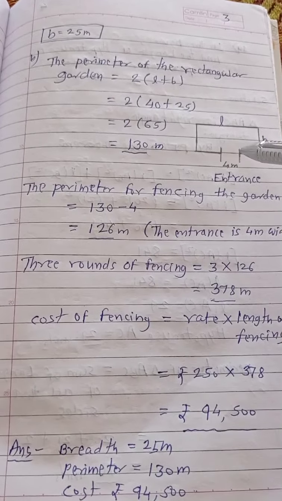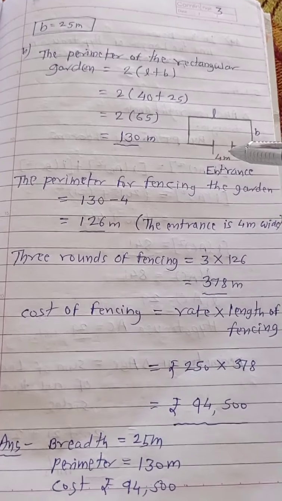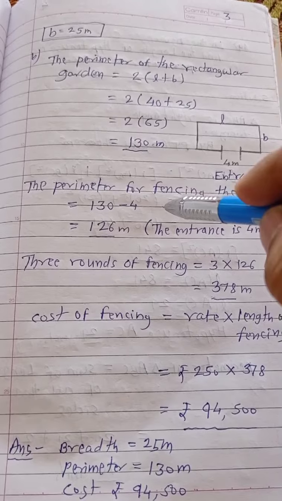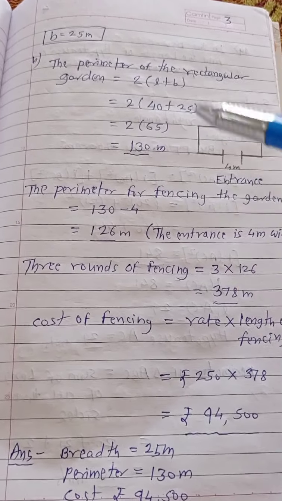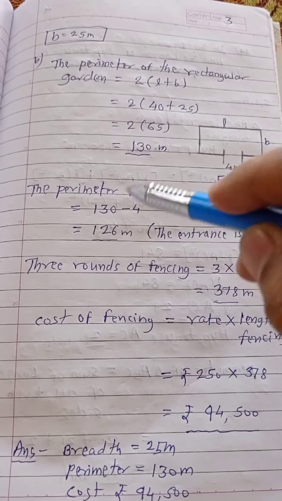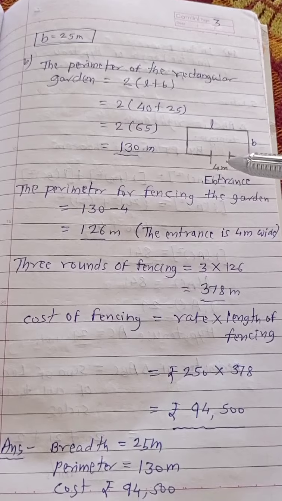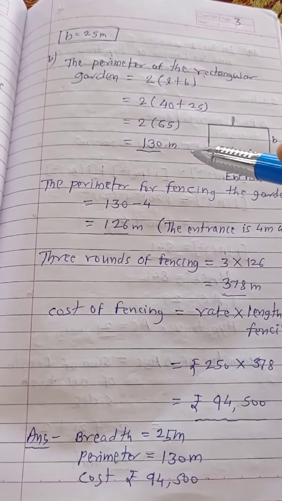Why subtract this 4 meter? Because here it is a gap, for that you don't require wire for fencing. Therefore from the total perimeter 130 minus 4 you do, we will get 126 meter. That much wire will be required for one round. 126 meter wire will be required for one round, because the entrance is 4 meter wide, that you want to subtract from the total perimeter of the rectangular garden.